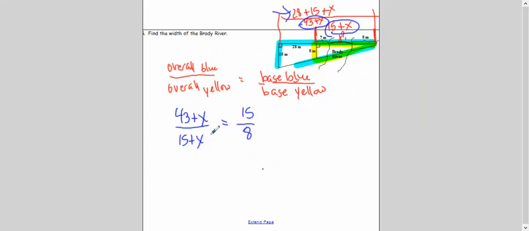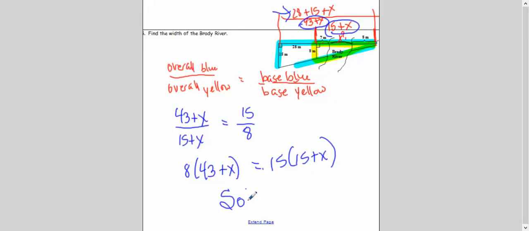So now, again, we're cross multiplying. So we've got 8 times (43 plus x) equals 15 times (15 plus x). What I want you to do is in your notebooks, solve. We've been practicing this. You're going to distribute, and then you're going to solve for x. So give that a try in your notes.